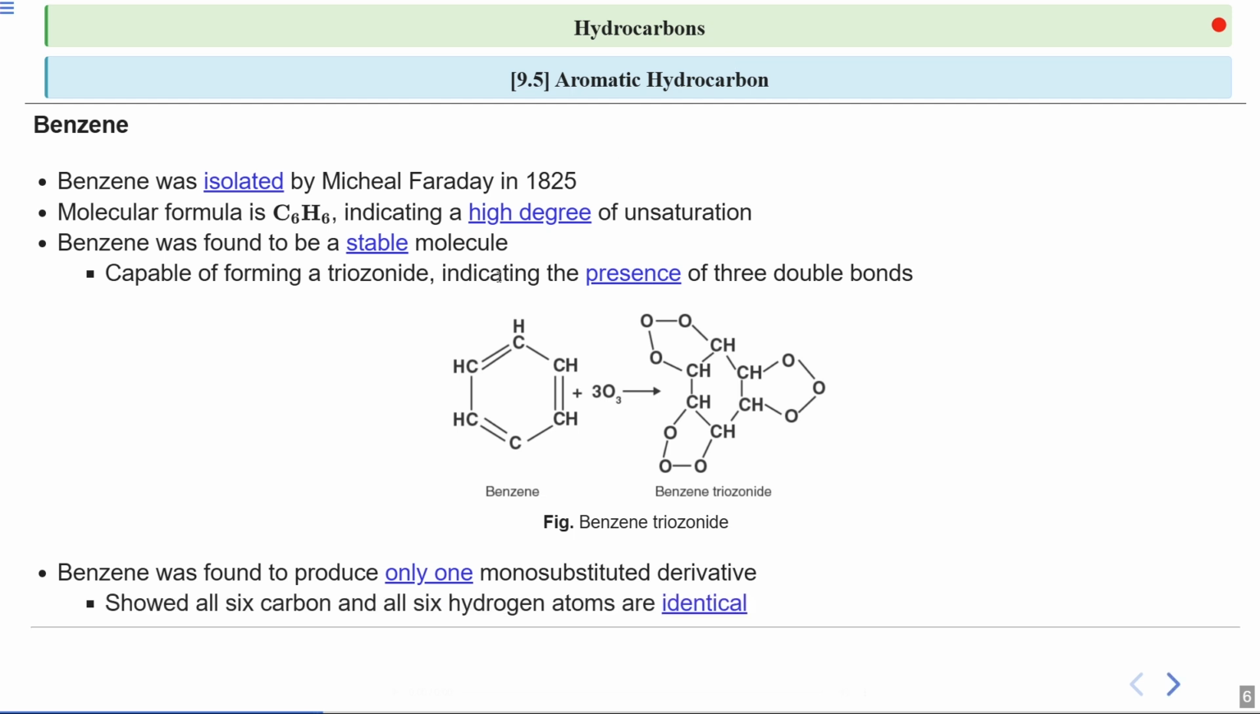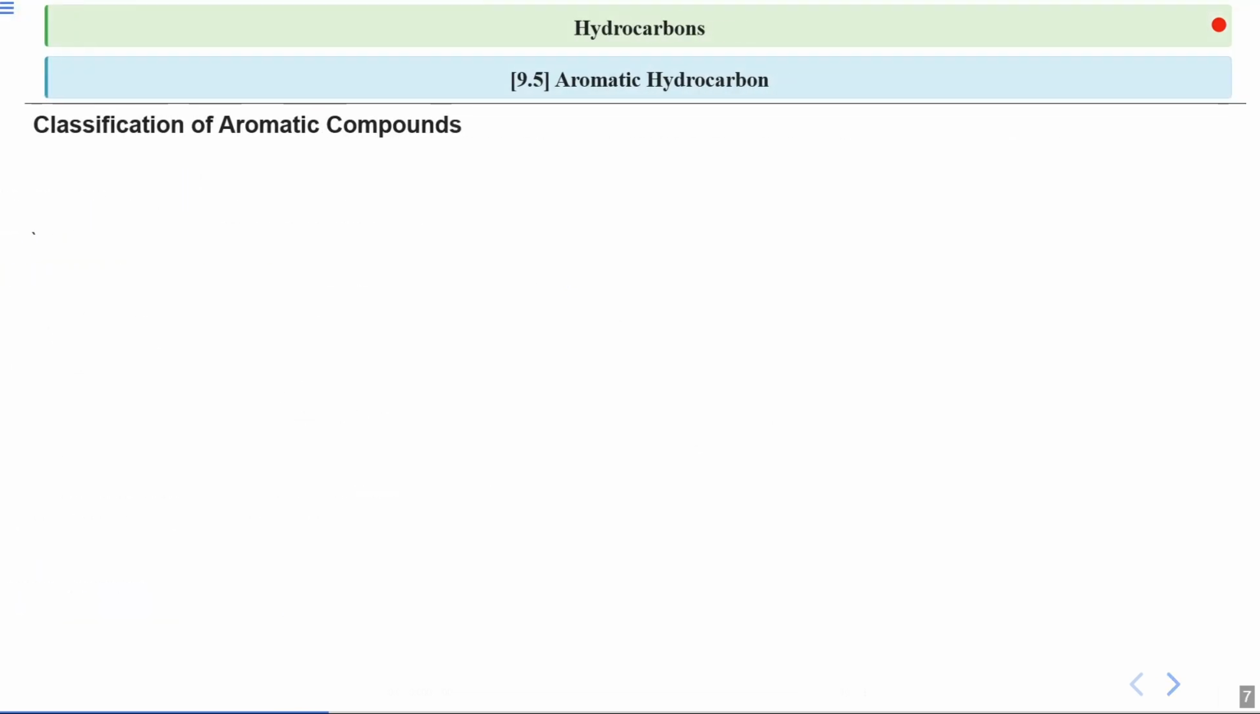This shows that all 6 carbon and all 6 hydrogen atoms are identical. Now, this is the most important part. If you do the monosubstitution of benzene, you will get the same structure each time, no matter where your substituent is going. What does it mean? It means that all hydrogens which are replaced are experiencing the same chemical environment, and so does your substituent. Now, let us look at how aromatic compounds are classified.